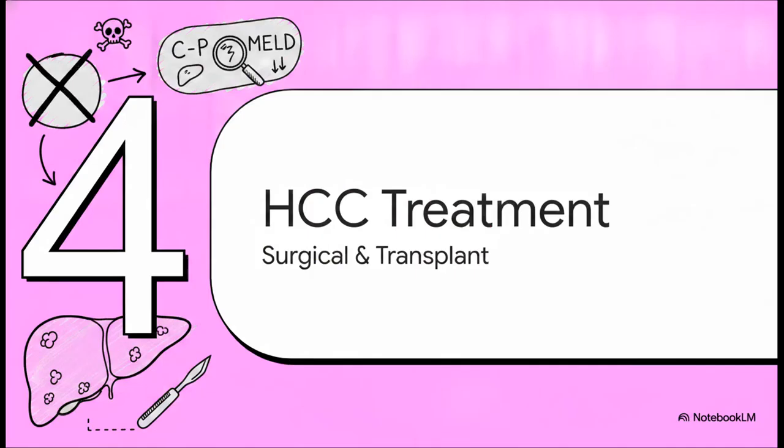Section 4, HCC treatment and transplant. So how do we actually go about treating this? Well, everything depends on assessing surgical mortality before we make a single cut. We rely heavily on the Child-Pugh score, where, for context, a C carries a grim 70% surgical mortality, and the MELD score. These help us efficiently separate the patients with resectable, localized disease from the ones who need complete alternatives.